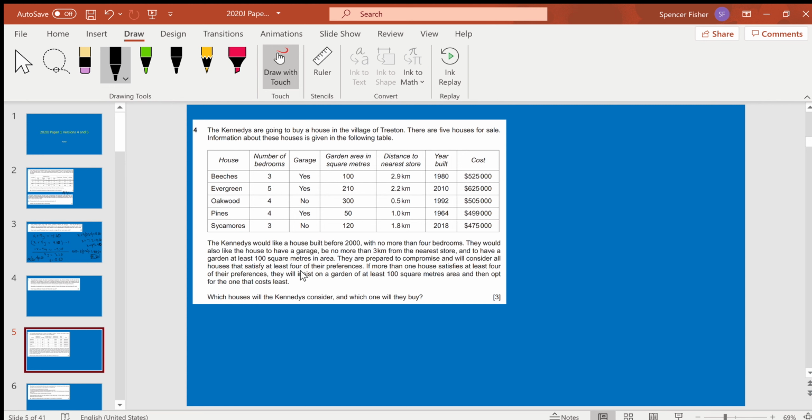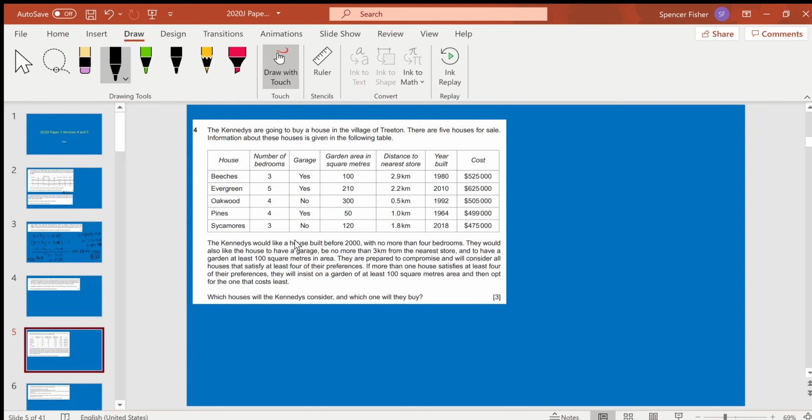If more than one house satisfies at least 4 of their preferences, they will insist on a garden of 100 square meters area, and then opt for the one that costs the least. So that's the last step. We know we're going in a particular direction, but first things first, we're going to write down all of their preferences. This is really just circling their preferences.